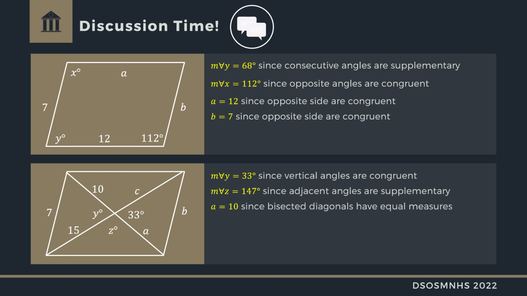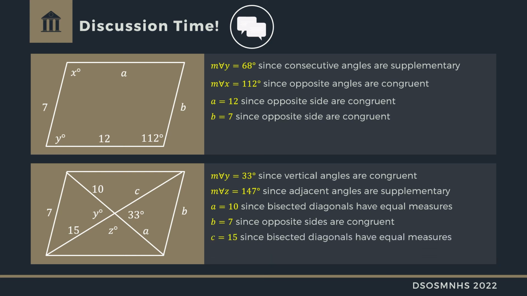Next, side A. Side A is 10 since bisected diagonals have equal measures. Same with segment C, its counterpart is 15. And side B is also 7 since opposite sides are congruent. Then side C is 15 since bisected diagonals have equal measures.